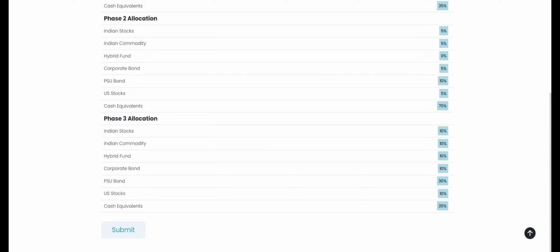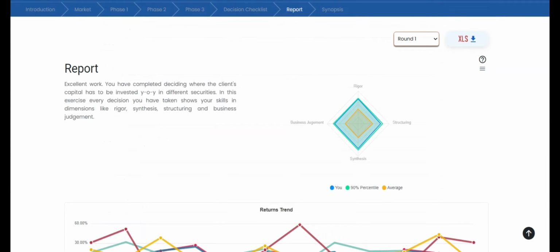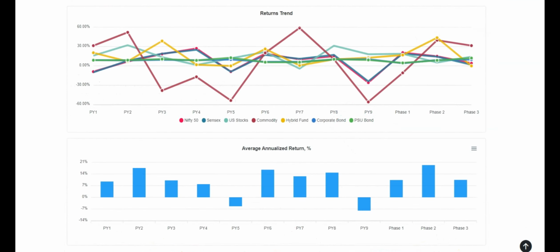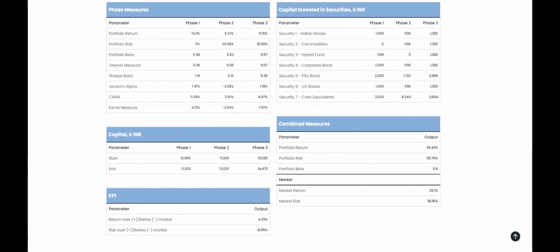Click on Submit to generate the report. The report will show each phase's measures across different parameters. Portfolio return shows the return which your portfolio can generate at the end of the year. Portfolio risk shows the risk taken by the manager to generate the returns, which also indicates the chances of loss. Portfolio beta indicates the portfolio fluctuation compared to the global market indices.